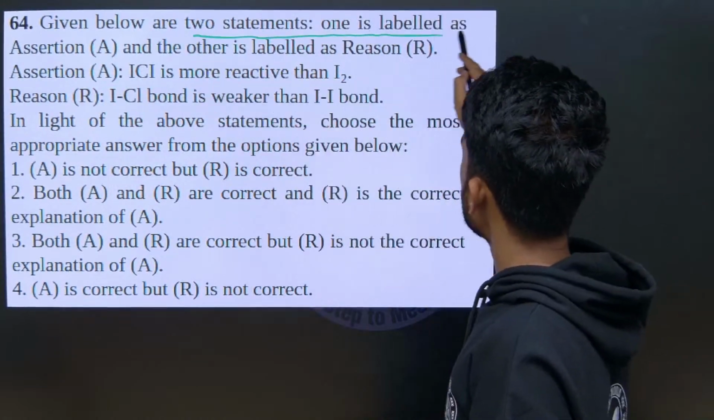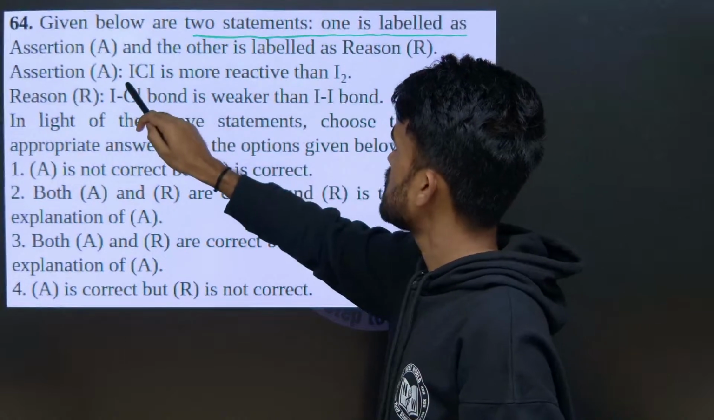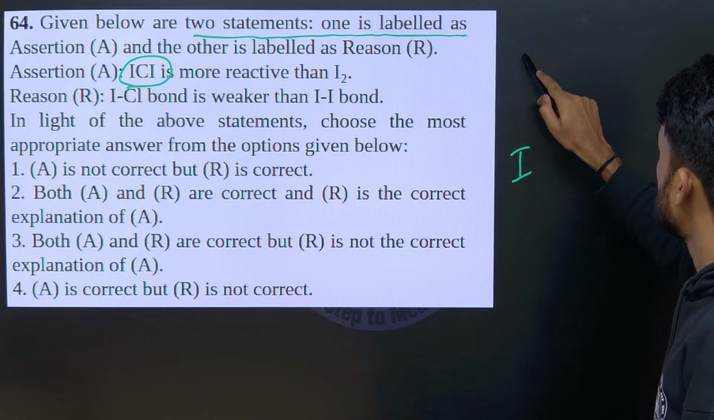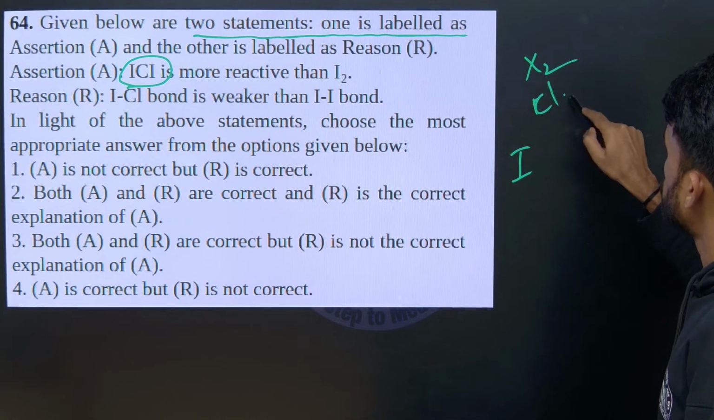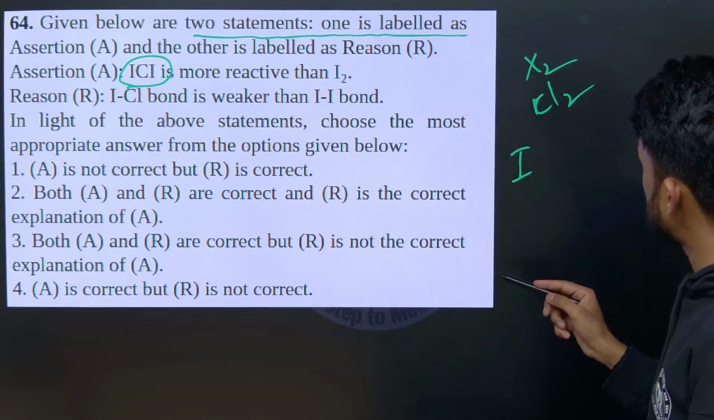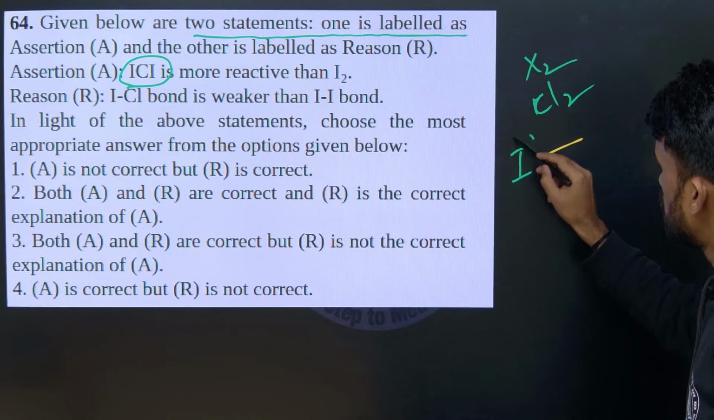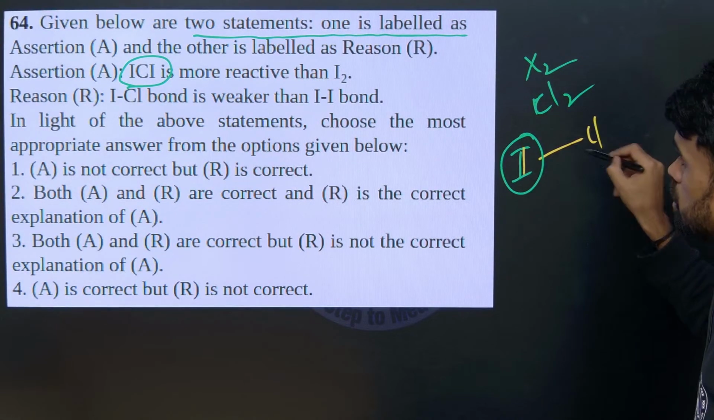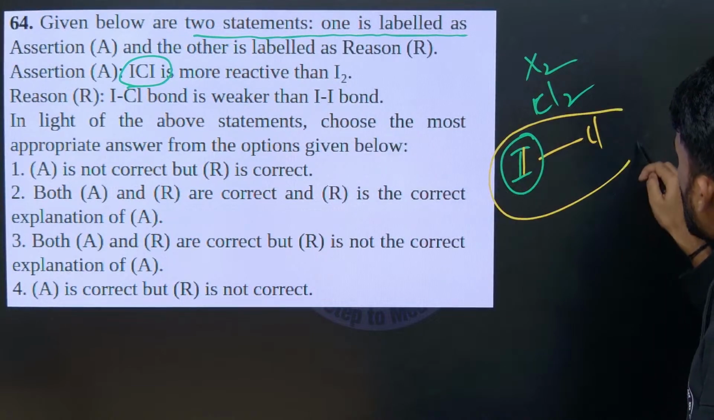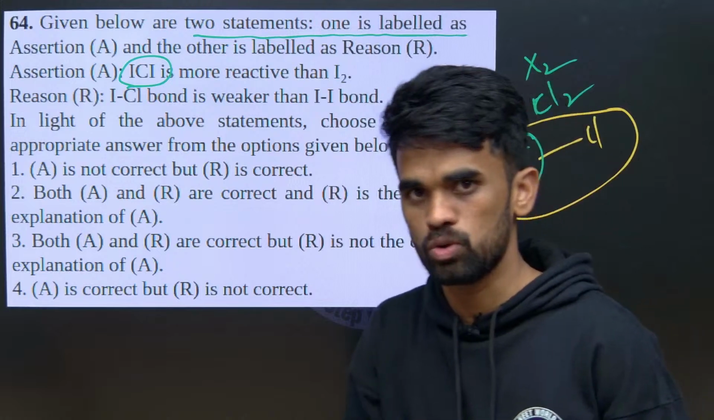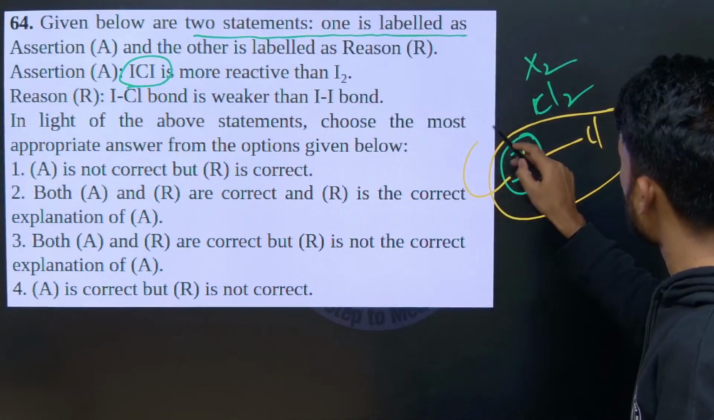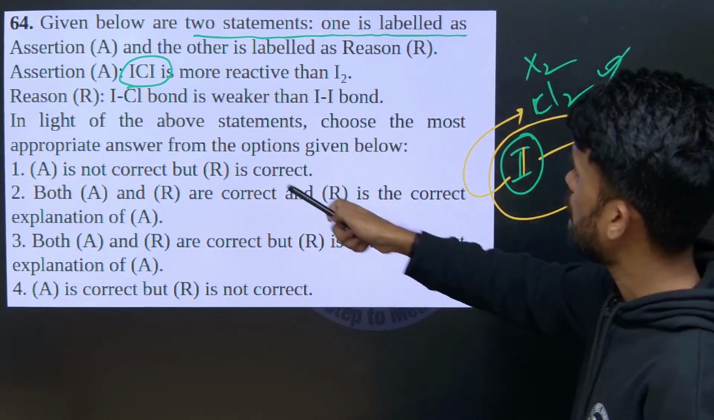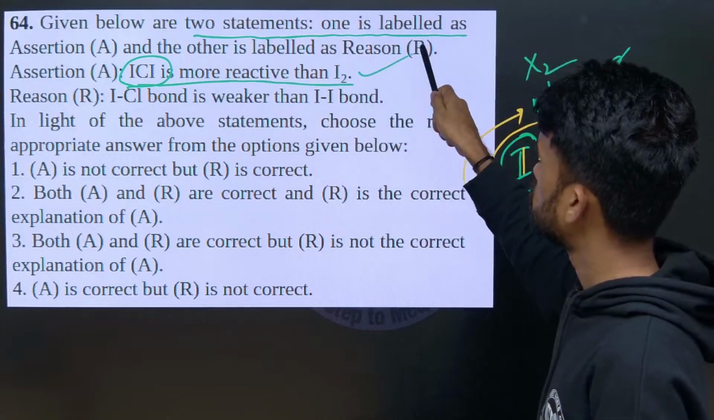Given below are two statements, one labeled assertion, other labeled reason. ICl, so always remember interhalogen compounds. Halogens are something like X2, like Cl2, F2, Br2, I2. Interhalogen compounds mean two or more different halogens, like ICl I am writing. So interhalogen compounds are more reactive than the normal halogens. So here ICl is more reactive than I2, this is correct.